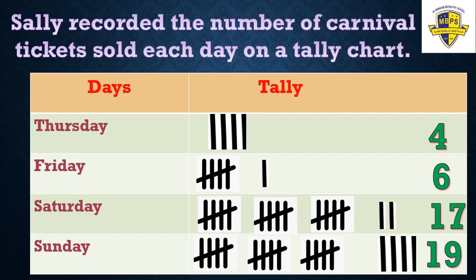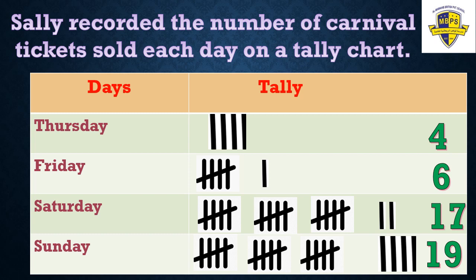So 6 tickets are sold on Friday. Let's go to Saturday. Let's count. 1, 2, 3, 4. The 5th line goes across the 4 lines. So this is 5. Next group. Again, we have 1, 2, 3, 4. The 5th line goes across. Again 5. So 5 and 5, 10. Let's go to the 3rd group. We have again 1, 2, 3, 4. The 5th line goes across. So how many groups of 5 we have? Very good. We have 3 groups of 5.